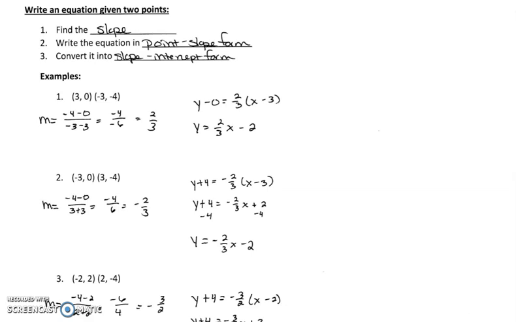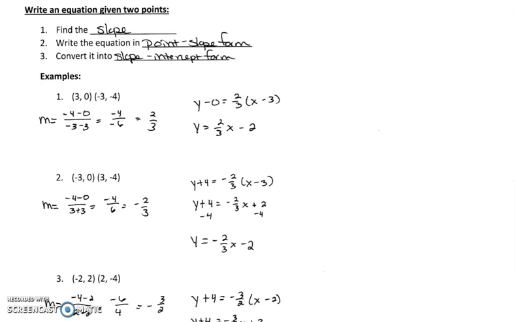Number 1, to find slope, negative 4 minus 0 over negative 3 minus 3. Negative 4 minus 0 is negative 4. Negative 3 minus 3 is negative 6. Reduce that. 2 negatives make a positive, so 2/3 is your slope. Then you can pick a point. You can pick 3, 0, or you can pick negative 3, negative 4. I always am going to pick the point that has a 0. It is going to make my life easier, so I would recommend you do that.